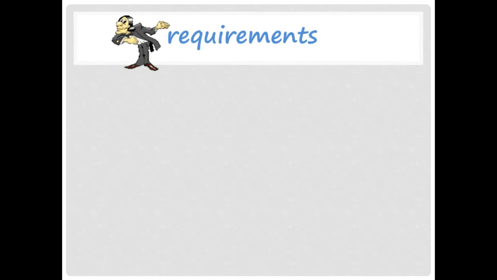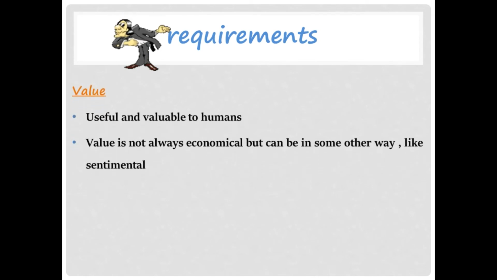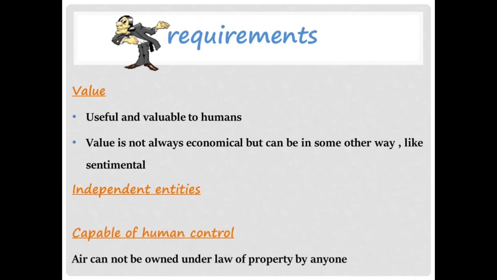What are requirements in the law of property? The property that one owns should have value. It should be useful and should be valuable to humans. Value is not always economical though, but can be in some other way, like sentimental value. It must also be an independent entity, and it should be capable of human control. A star cannot be owned under the law of property by anyone because one cannot control a star. So the thing that one owns as a property should be capable of human control. Those were the requirements for the property owned under this section of law.